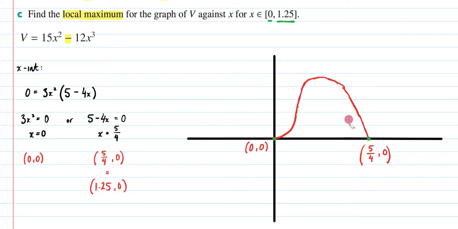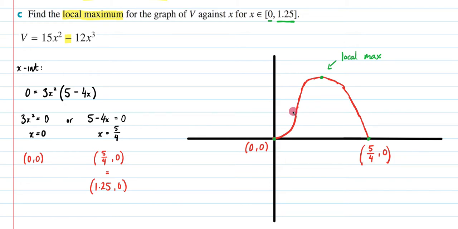I'm finding the local maximum of this region. So what I'm actually doing is I'm finding this right here. This is going to be my local max. So how are we going to find this point right here?